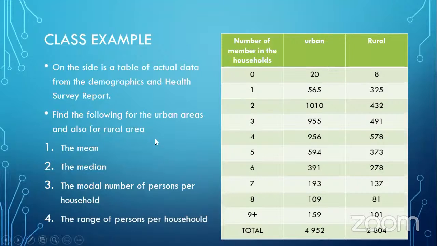So here it says, on the side, is a table of actual data from a demographic and health survey. I'm sorry, I did not write information about this data. This data is about the number of members in a household. So in each household, in the urban area or the rural area, there are 0 people living in that household, 1 person, 2 people, 3 people. That is what the data is talking about here.